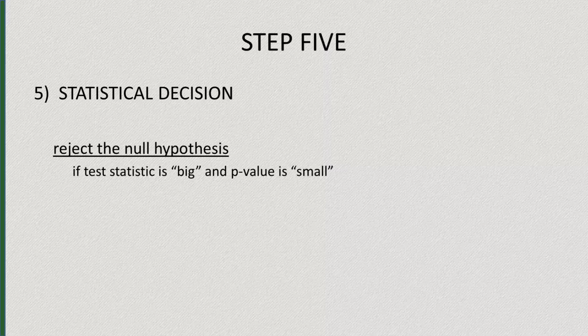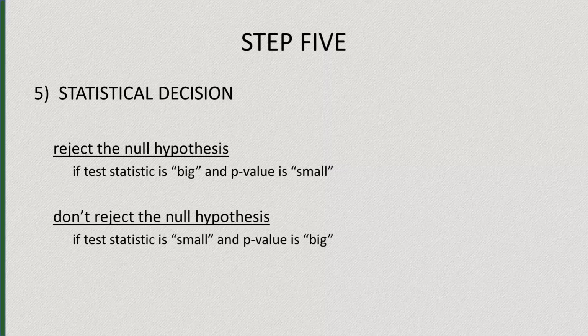Or we do not reject the null hypothesis. 51-49. Pretty close to what we expected to get, 50-50. So that test statistic is pretty small. It happens a lot from a fair coin. Our p-value is big, and so we do not reject the null hypothesis.